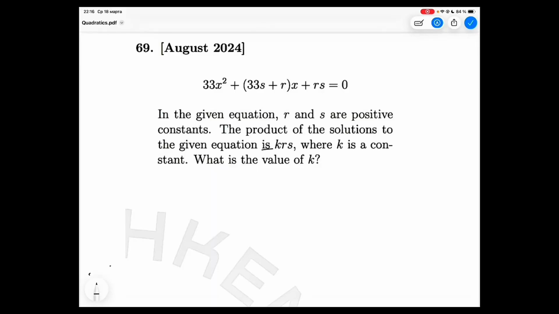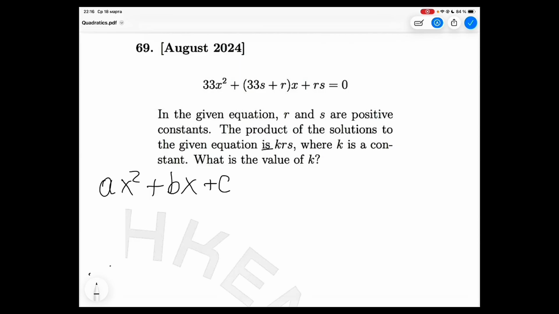The last but not least thing you need to know about quadratics is what each letter represents in a quadratic. I'm going to write the standard quadratic form, which is ax squared plus bx plus c, some constant.